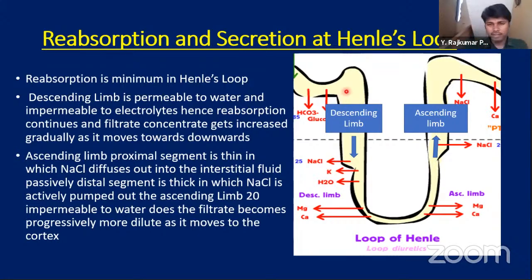So the filtrate in the descending limb, as it moves downwards, the concentration of it gets increased due to the removal of water from it. And as it moves upwards, the concentration of the filtrate gets decreased. Why does it decrease? Because of the removal of the salts from it.